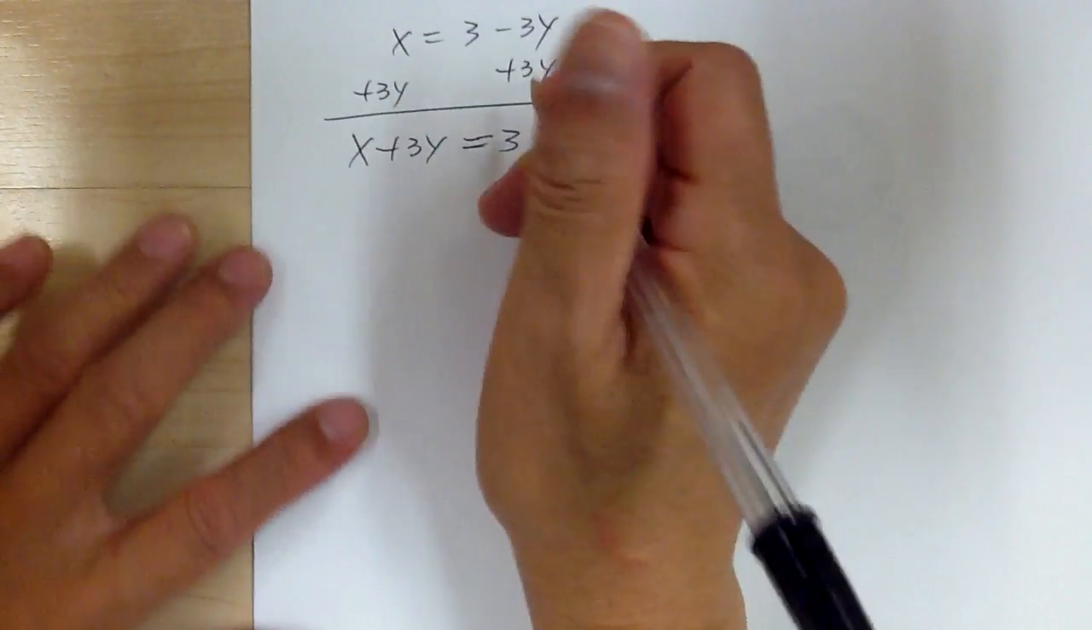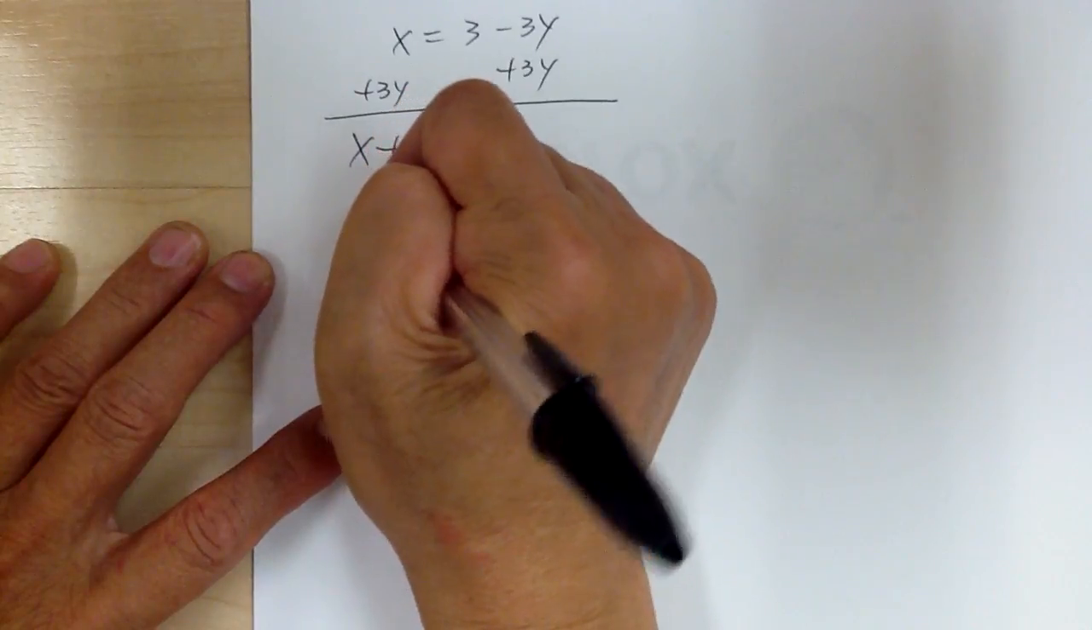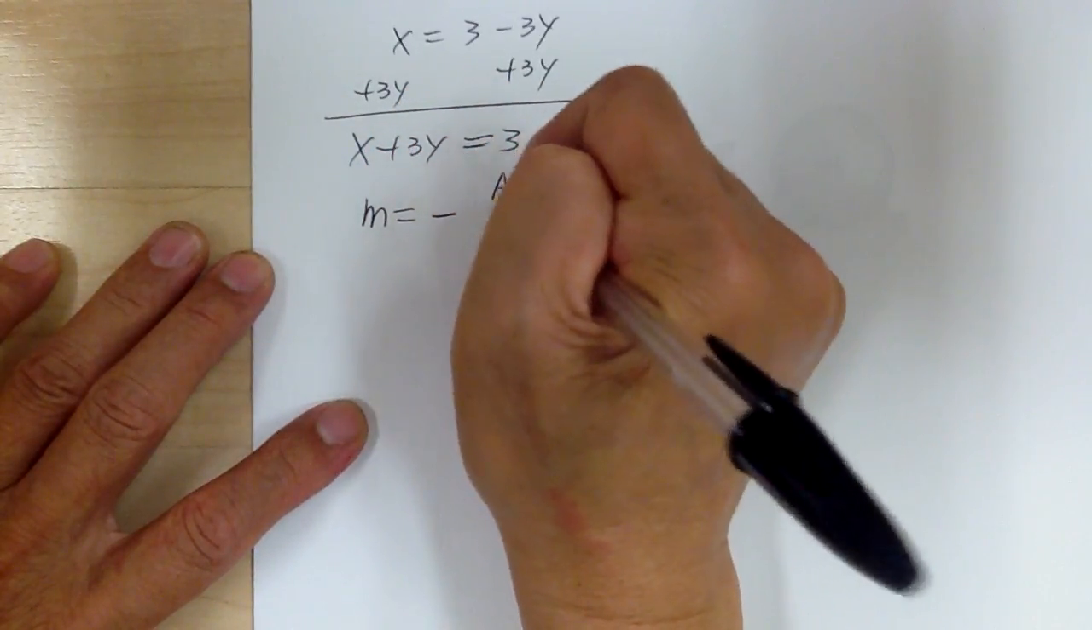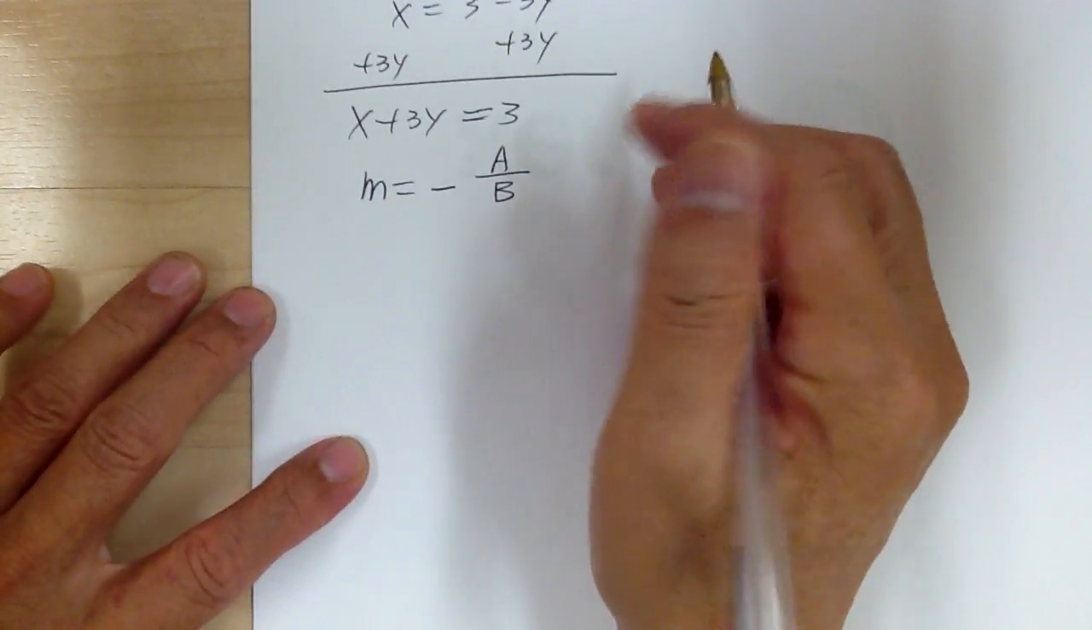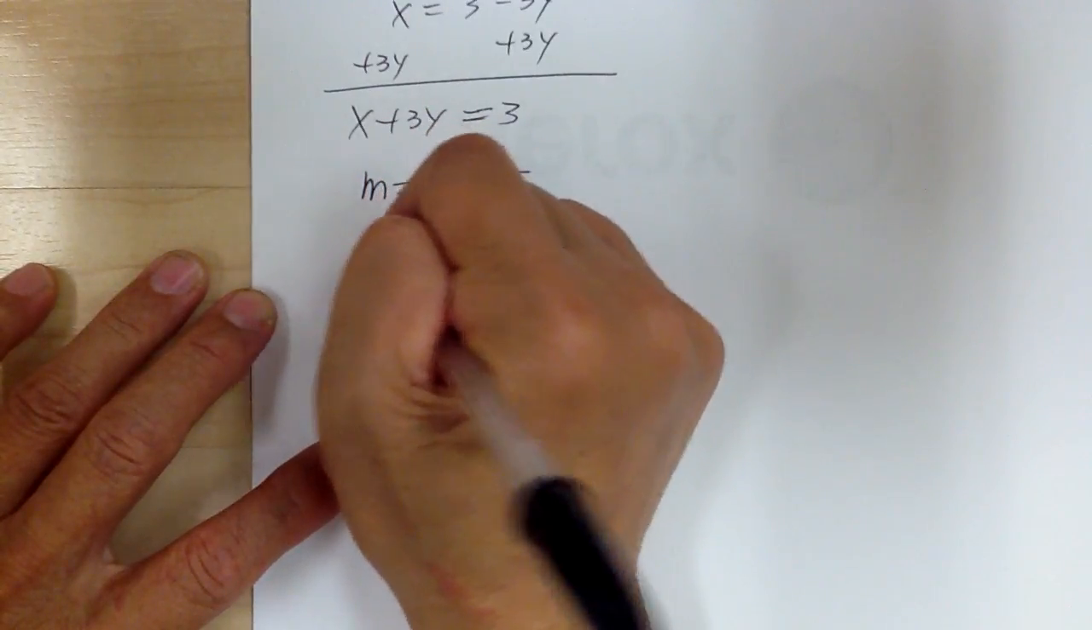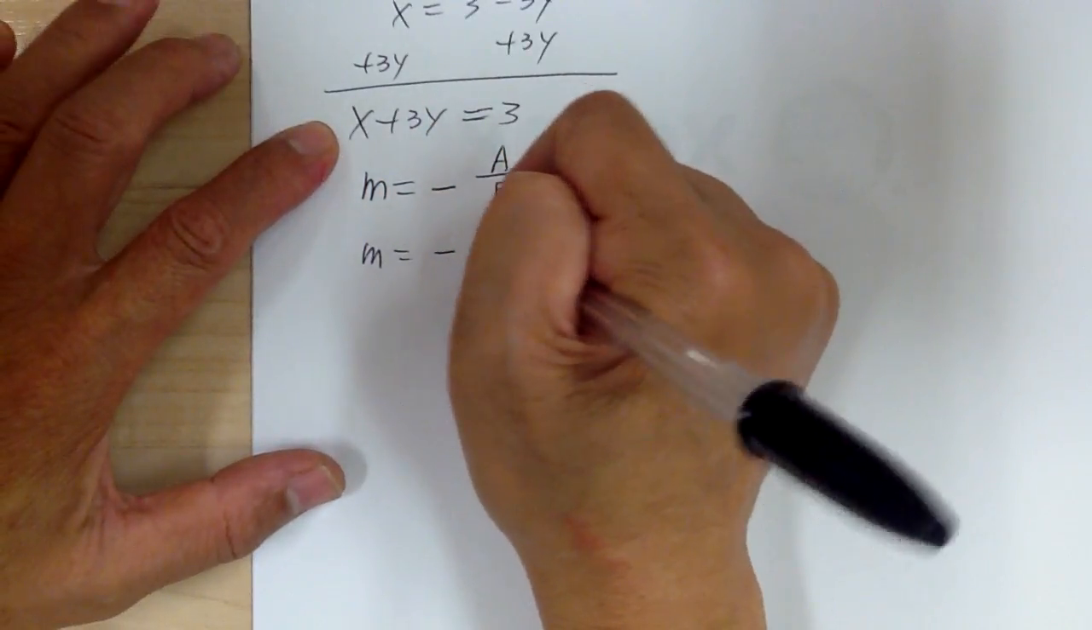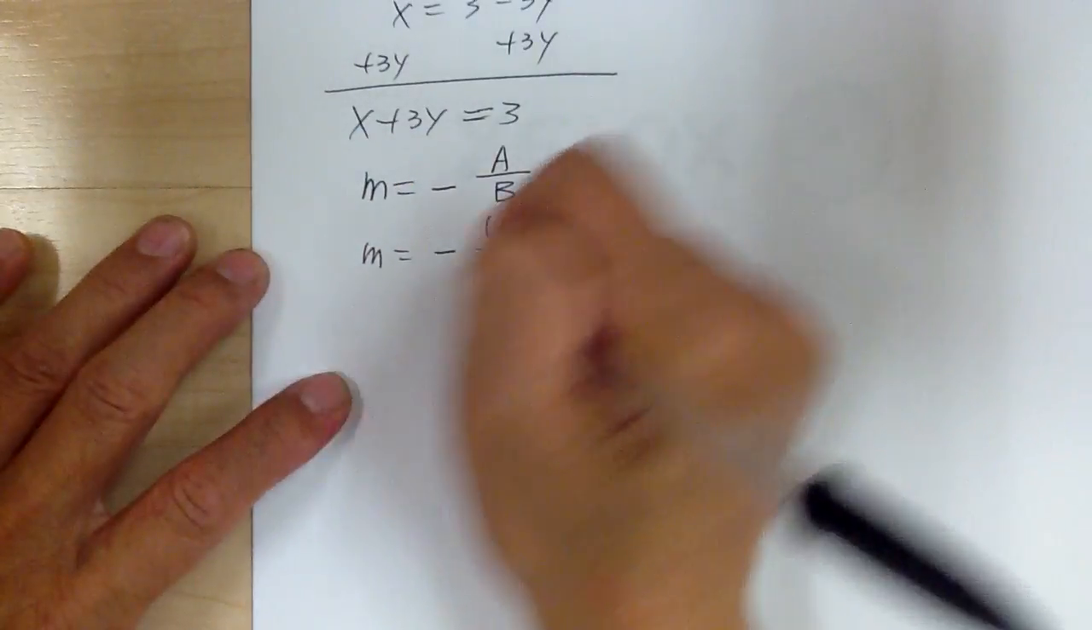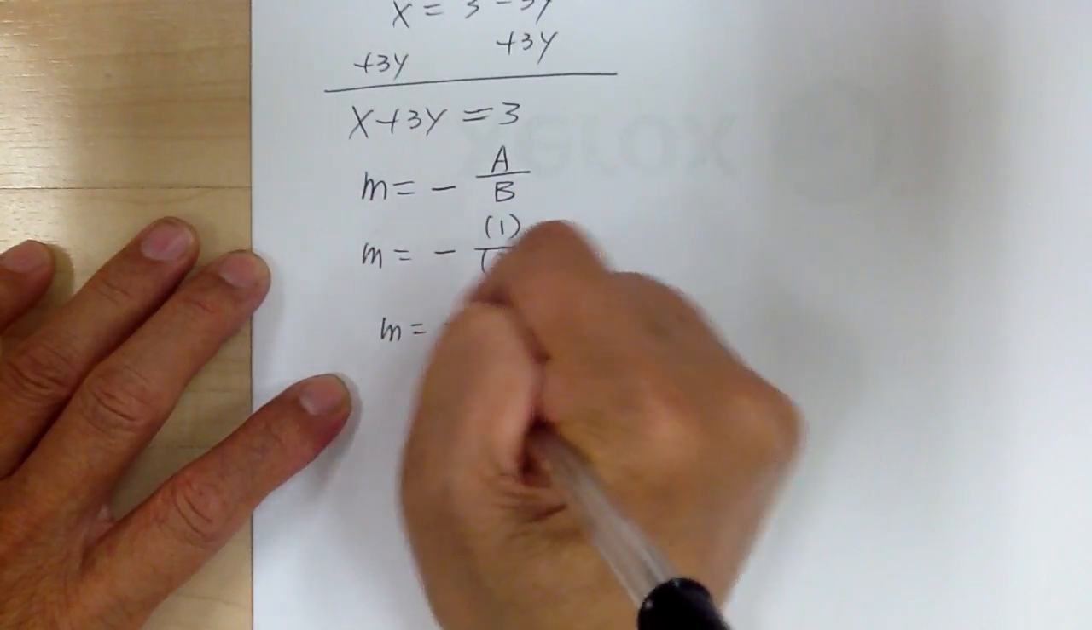So once I get standard form, then I can use a formula. I can write down your formula. And then you substitute. So m equal to negative a over b. So a is 1, b is 3. So your slope equal to negative 1 over 3.